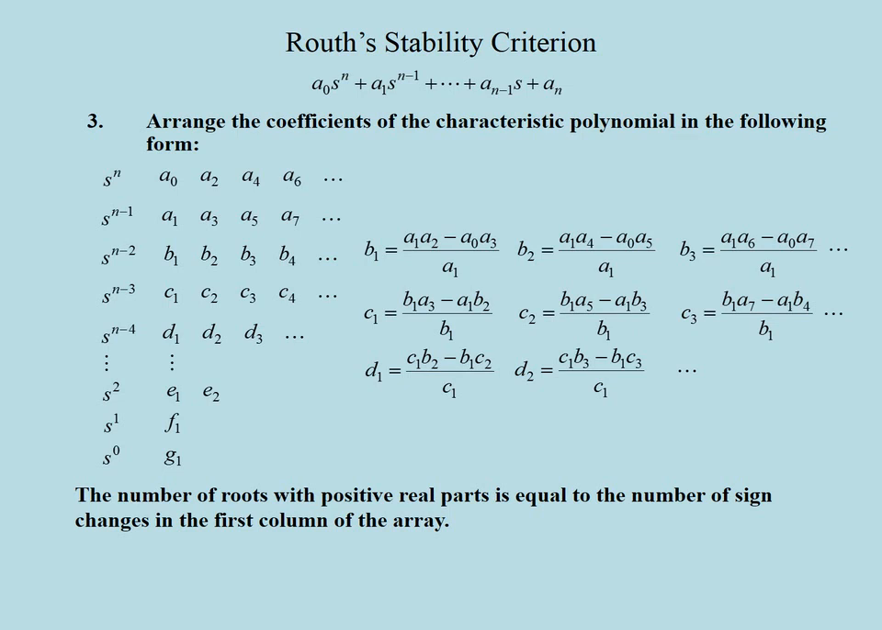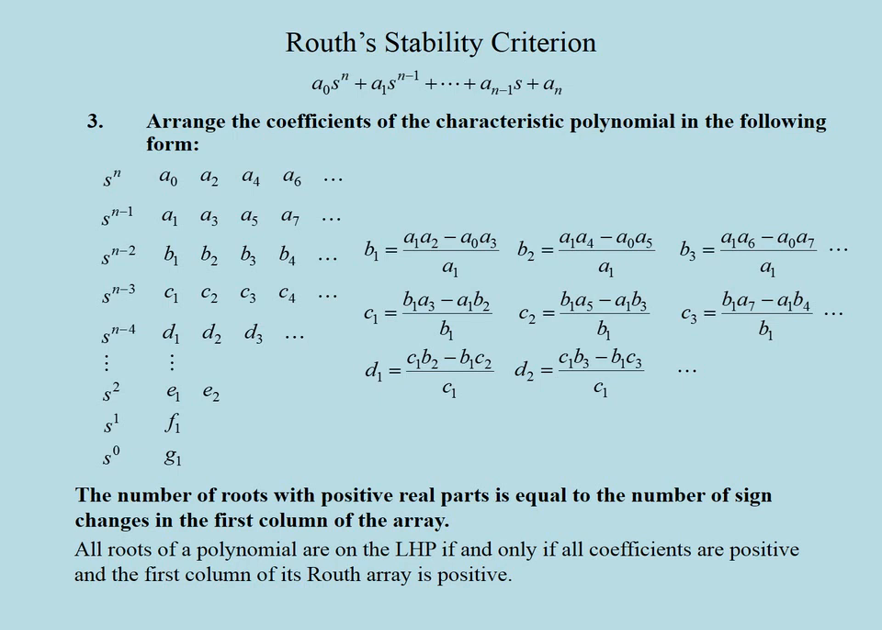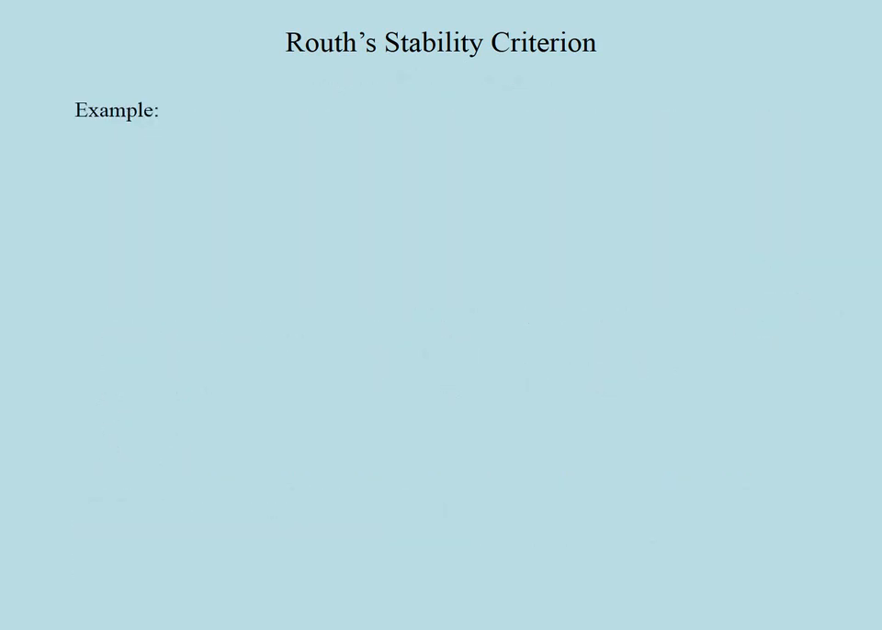In other words, you can say that all roots of a polynomial are on the left half complex plane if and only if all coefficients are positive and the first column of its Routh array is positive. Here we have some examples. The first polynomial we are going to test for stability using Routh array is s to the 4 plus 2s cubed plus 3s squared plus 4s plus 5.